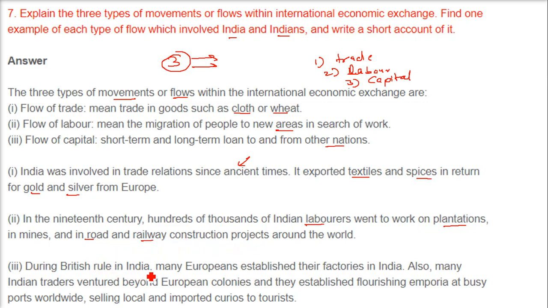During British rule in India, many Europeans established their factories in India. And many Indian traders ventured beyond European colonies. They established flourishing emporia, or emporiums, at busy ports worldwide, selling local and imported stuff to tourists.